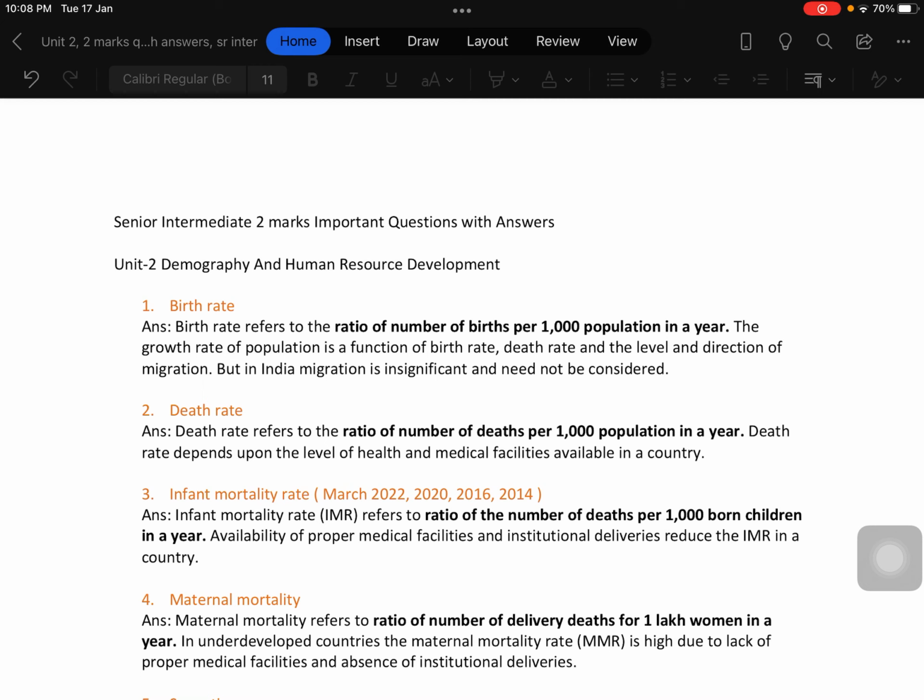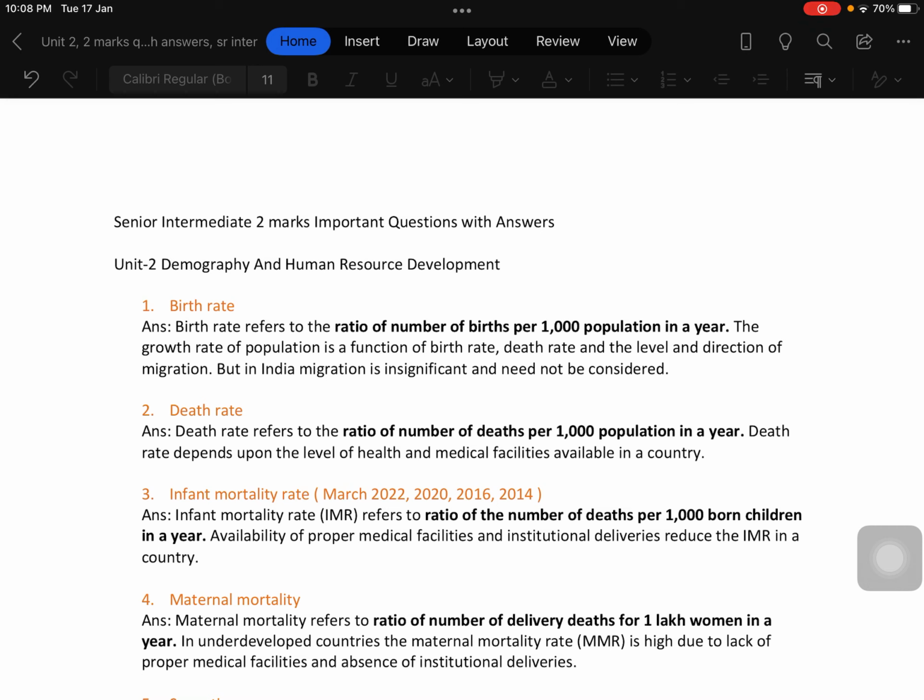But as far as India is concerned, we don't have that kind of migration problem, so we need not consider migration. So basically it is the birth rate minus death rate. In India, migration is insignificant and need not be considered. Okay, the second question is the death rate.